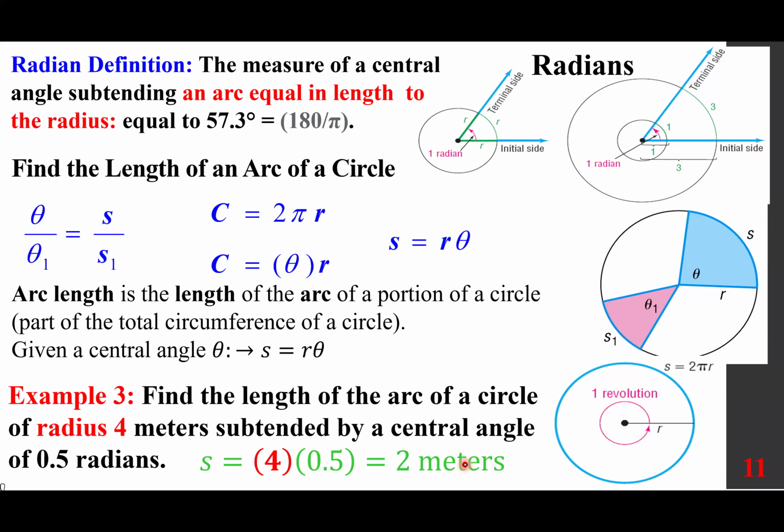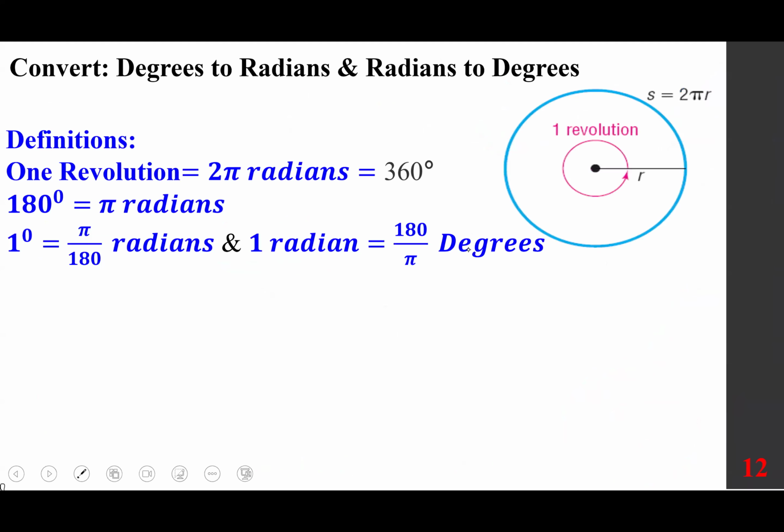So, a quick recap. The circumference of a circle, everybody knows, is 2 pi r. A portion of that circumference is called the arc length, which depends on the central angle. So, S equals R theta. All right, so convert degrees to radians and so forth.